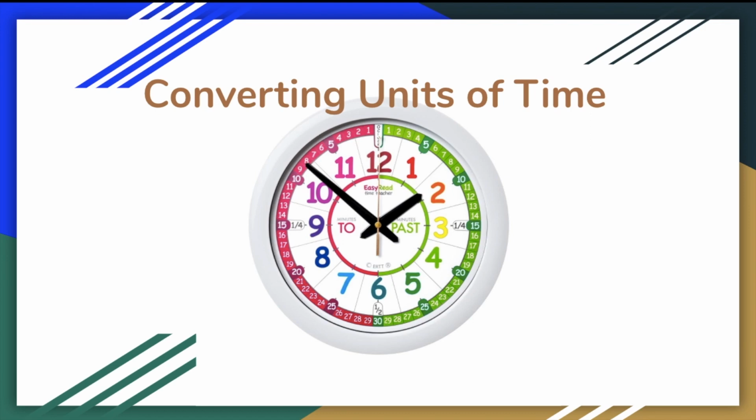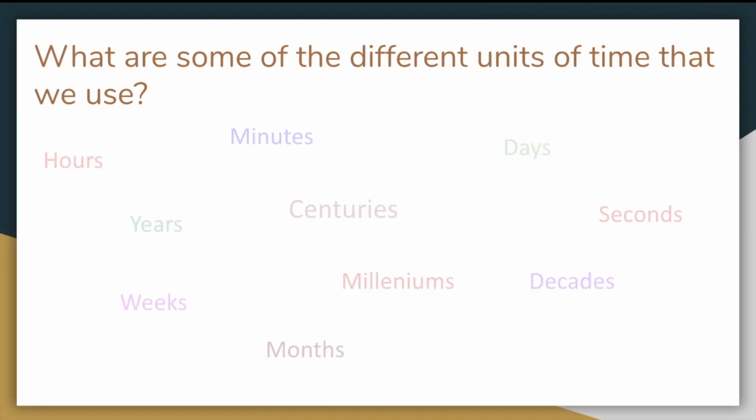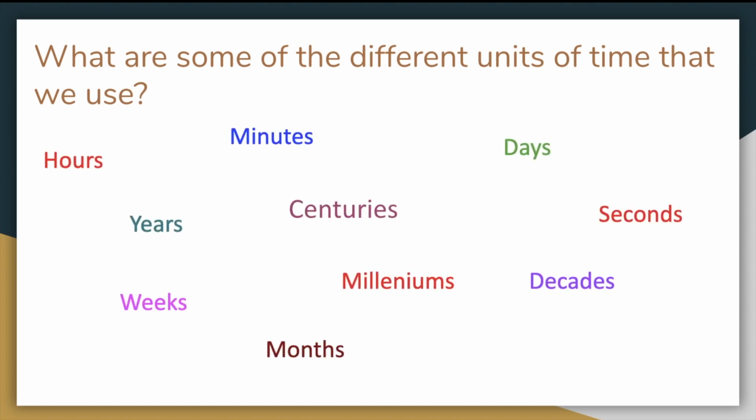Converting units of time. It's very important to know the difference between seconds, minutes and hours and all the other units of time. What are the different units of time? There are many. On this list you can see we've got hours, minutes, days, years, weeks, centuries, millenniums, months, decades and seconds.